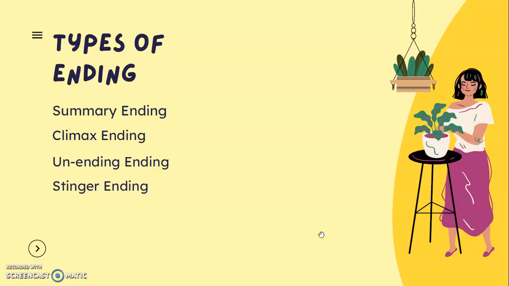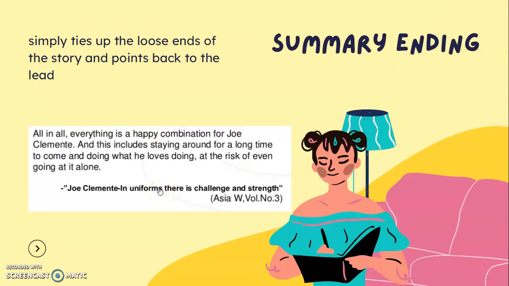Okay? So specifically, we have 4 types of ending: the summary ending, climax ending, unending ending, which is like an ending that is not yet finished, and then the stinger ending. The first type of ending is what we call the summary ending. It simply ties up the loose ends of the story and points back to the lead. So if you started with a summary lead, you also end with a summary ending.